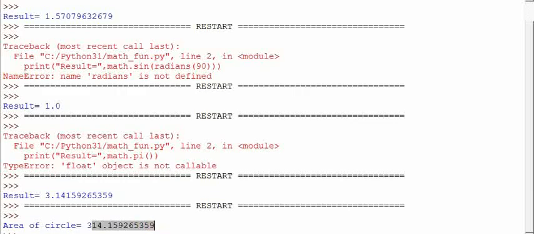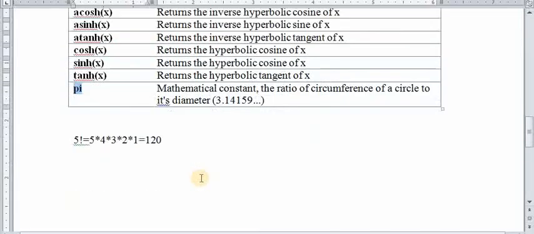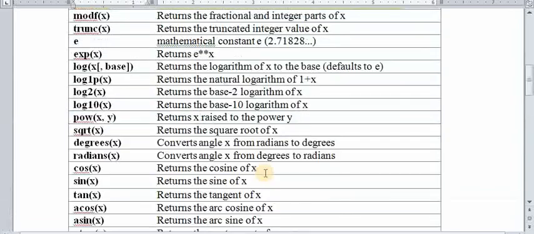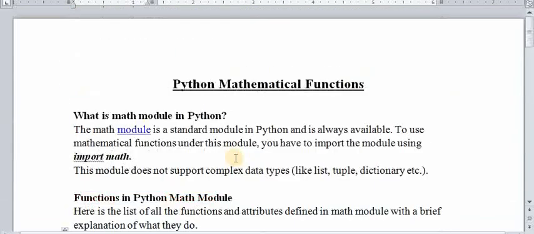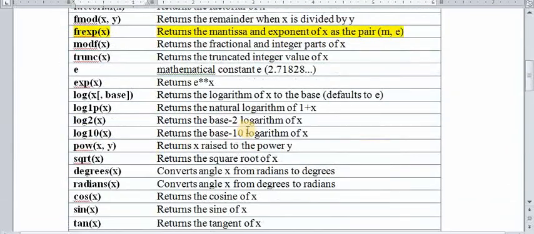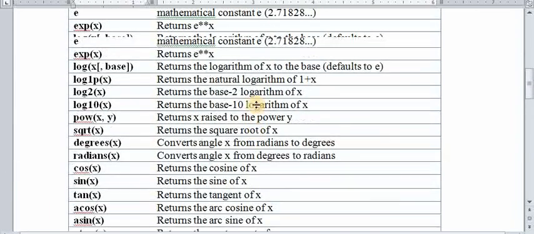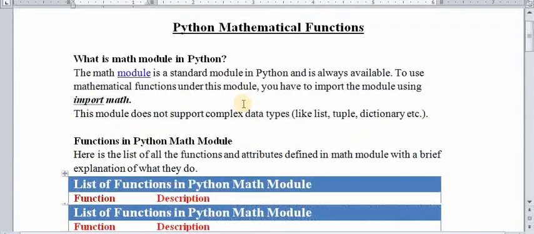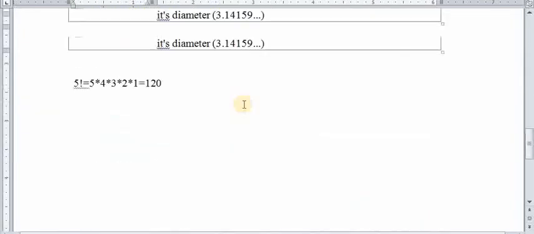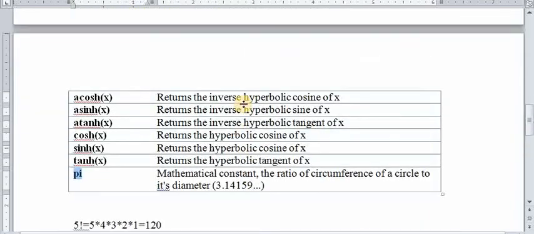Okay, so students, this is all about the mathematical functions provided in Python. So you have to do more practice. I will provide a problem set also in the next video. You have to do more practice. You have to remember.